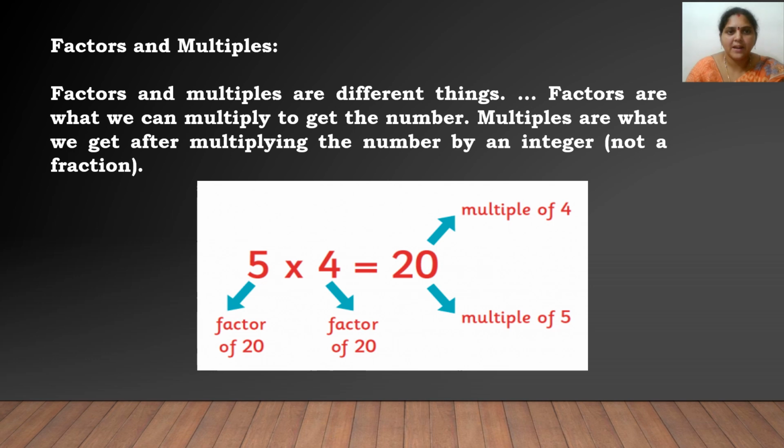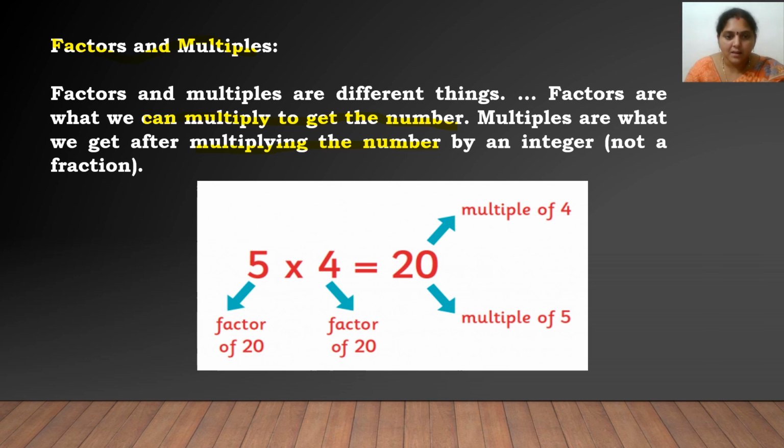Children, now we will see what factors and multiples are. Factors and multiples are different things. Factors are the numbers which we multiply to get a number. Such numbers are known as factors. And multiples are what we get after multiplying a number by an integer, not by a fraction. Integers means whole numbers starting from 0, with no decimal point. Any such number is called an integer.